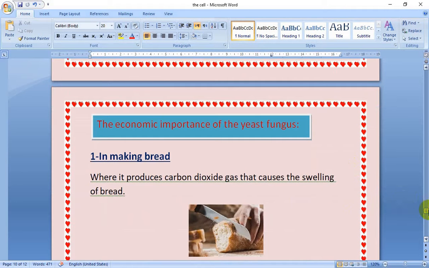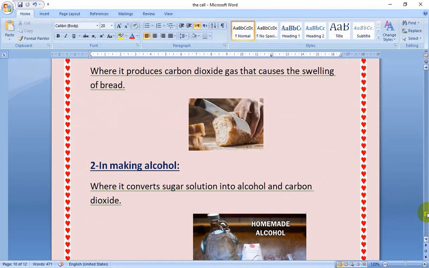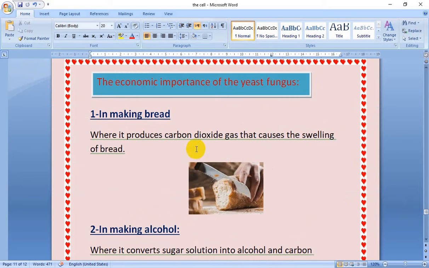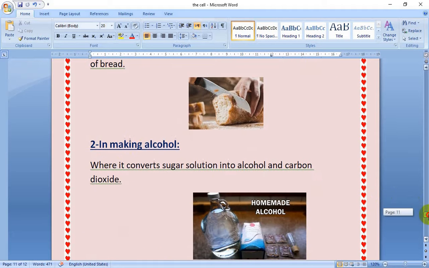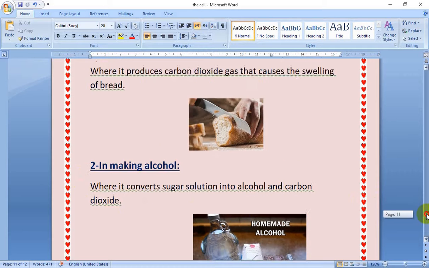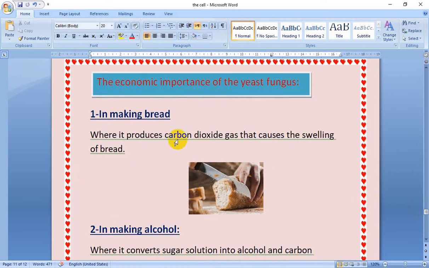The economic importance of the yeast fungus, we use it in what? Number one, in making bread, where it produces carbon dioxide gas that causes the swelling of bread. Number two, in making alcohol, where it changes sugar solution into alcohol and carbon dioxide. So we use yeast fungus in making bread and in making alcohol.